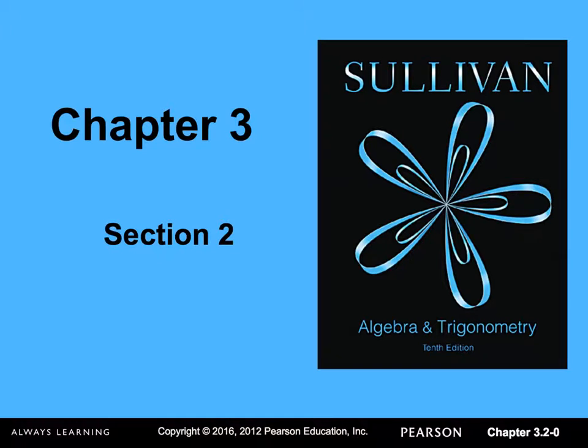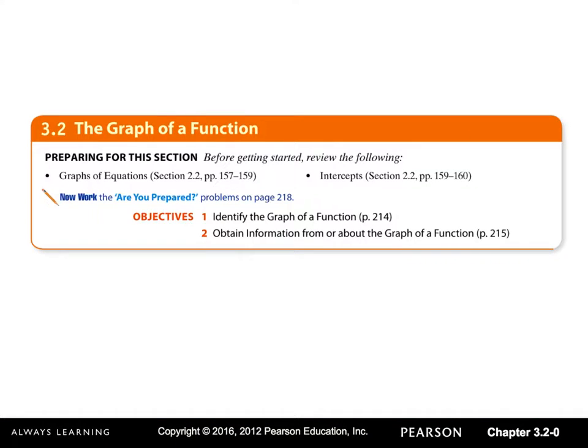This is an introduction to lesson 3.2, where we want to be able to identify from the graph of a relation whether or not that graph is a function. We talked in class the other day about a function being when every x is paired with only one y value. So we'll look at how we can see that on a graph. And then we also want to be able to obtain all sorts of information from the graph of a function and calculate all sorts of values.